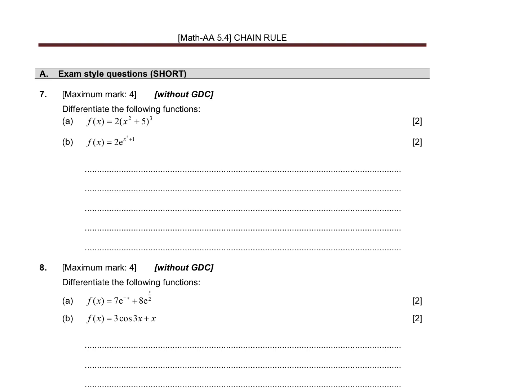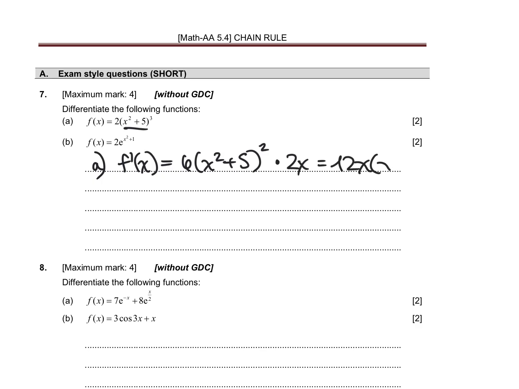All right, chain rule, differentiate the following functions. So for A, we want to just use the power rule. The derivative of the outside function is going to be 6 times (x squared plus 5) squared. So ignore what's inside. And then multiply by the derivative of the inside function, which is 2x. So we'll have 12x(x squared plus 5) squared.